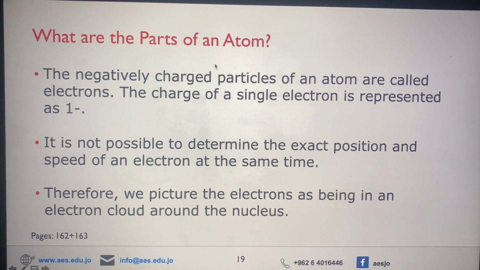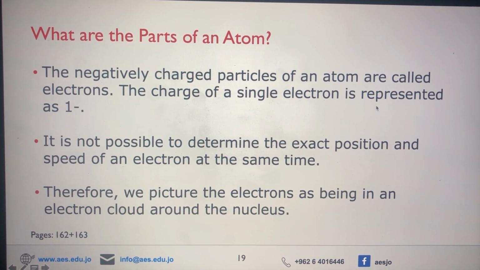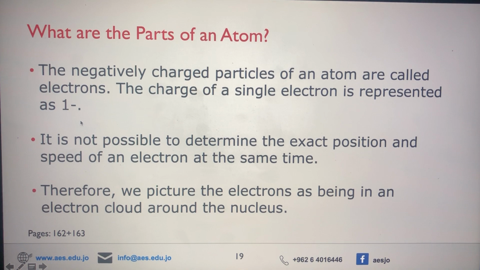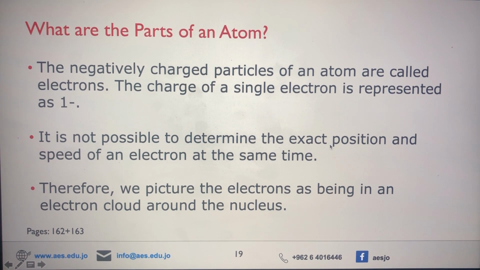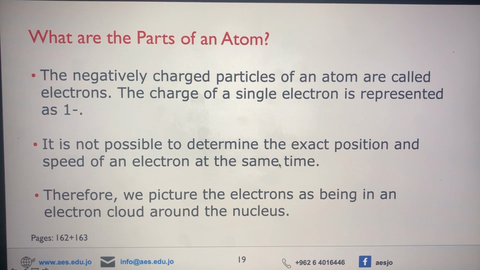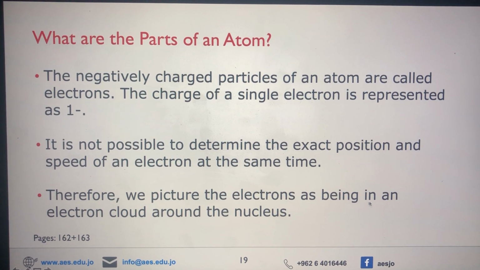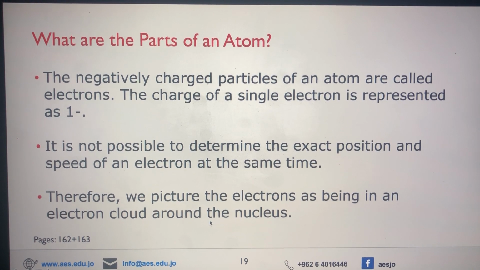The negatively charged particles of an atom are called electrons. The charge of a single electron is represented as 1 negative. It is not possible to determine the exact position and speed of an electron at the same time because they are constantly moving in their electron cloud. Therefore, we could picture the electron as being in an electron cloud around the nucleus.